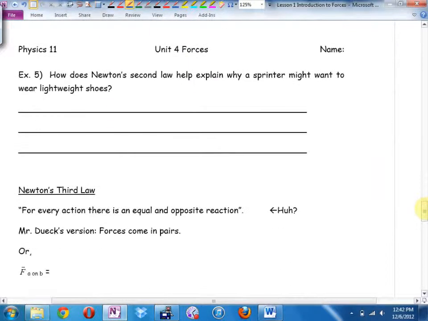How does Newton's second law help explain why a sprinter might want to wear lightweight shoes? It's not to do with gravity. What's a sprinter interested in? Acceleration. Did we just on the previous page write acceleration in terms of force? Yeah, let's write it again.